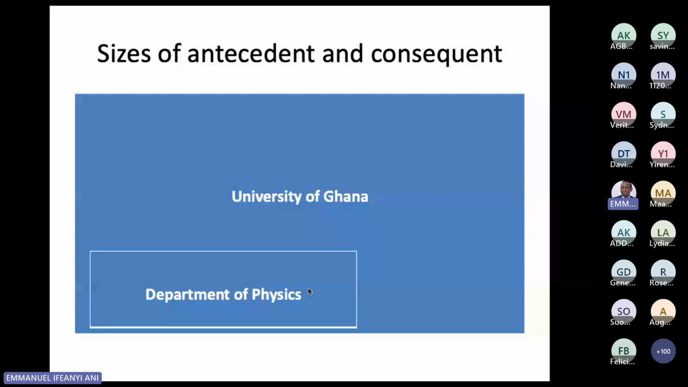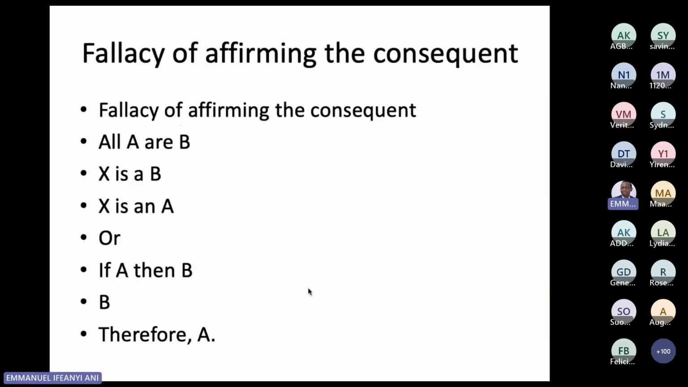Let's look at the fallacy of affirming the consequent. All A are B. X is a B, that affirms the consequent. Therefore, X is an A. We said it cannot lead to a valid conclusion. Let's put it in words.